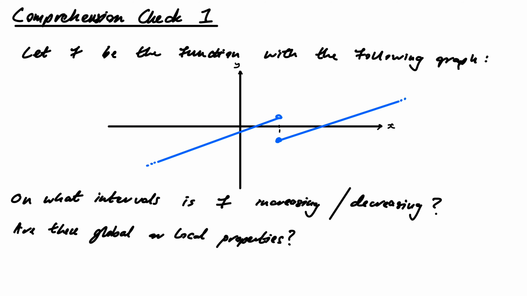So let f be a function with the following property. This is the graph of the function. So this is y is equal to f of x. So I'm not being given a formula, I'm just being given the graph. Now, is it increasing or decreasing?